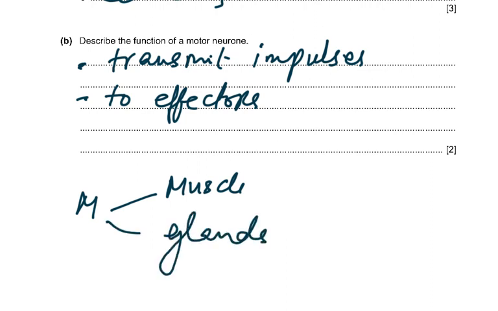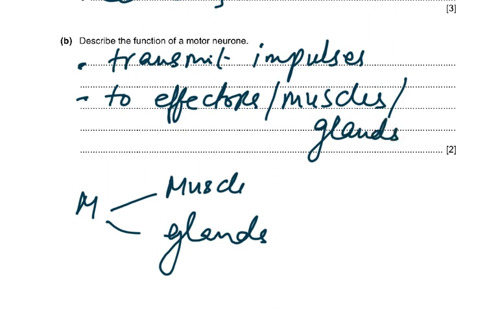There's a car called MG. I remember it from that. So effectors, or if you said muscles, or if you said glands, everything was correct. All these three were correct.